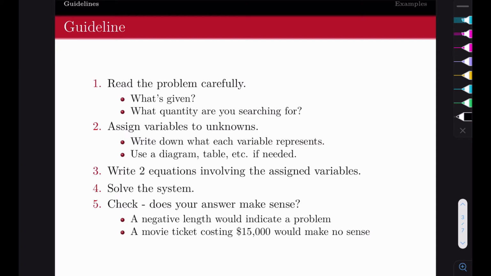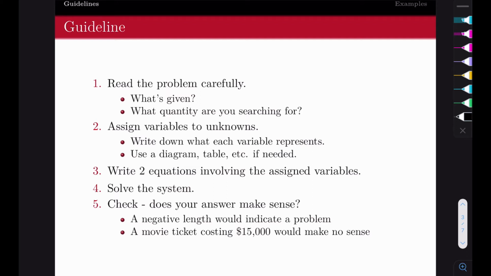After you've assigned variables to those unknowns, you want to create two equations using those variables and that given information. Once you have your two equations, then you're going to solve the system as normal. And then last, you want to check your answer. And by check, it doesn't mean, does this satisfy the system? More so, this is a real life problem. You want to see if it makes sense.